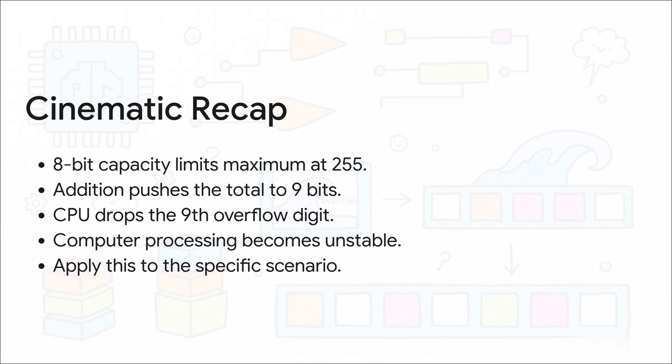Let's do a rapid recap to make sure all of this really sticks. Number 1, an 8-bit register's maximum capacity is 255. 2, addition operations can push that total to 9 bits. 3, lacking capacity, the CPU completely drops that ninth overflow digit. 4, this is exactly what makes the computer processing unstable or forces it to stop entirely. And 5, always apply this mechanism directly to your specific exam scenario. Master these 5 steps, and trust me, you'll completely master the overflow trap.